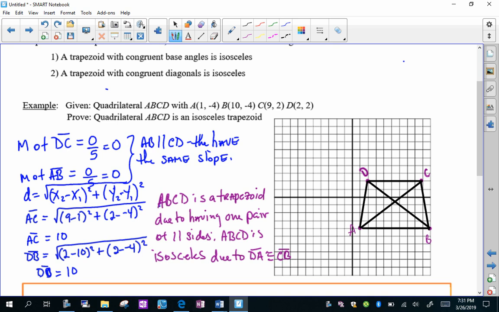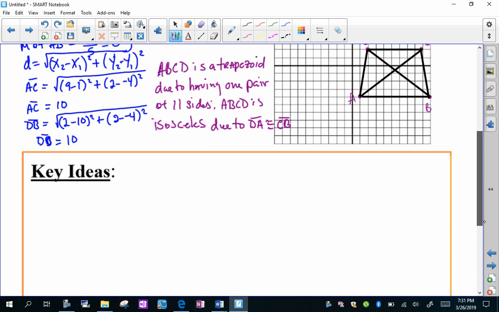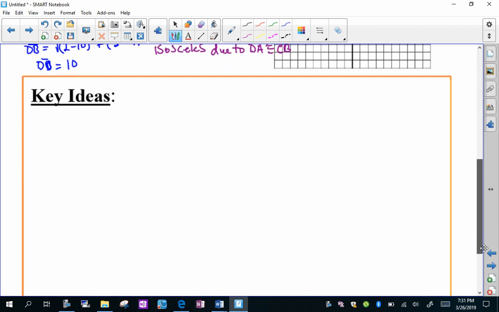Please, as I've said to you many times this year, make sure when you do all your work, you have your concluding statement. That's very important on these proofs, especially as we get closer to June. All right, now, many key ideas. That's why there's a nice big box for you. So fill that in, and I will see you tomorrow.